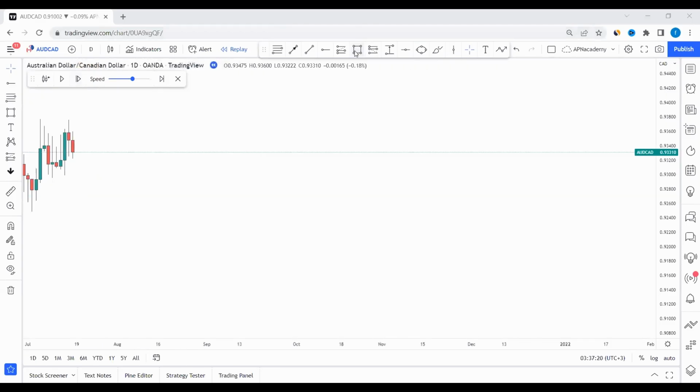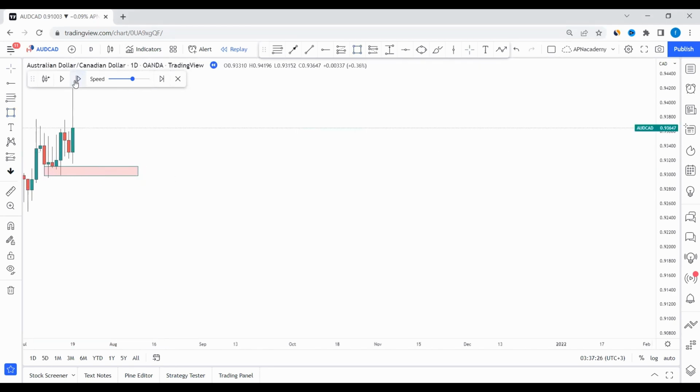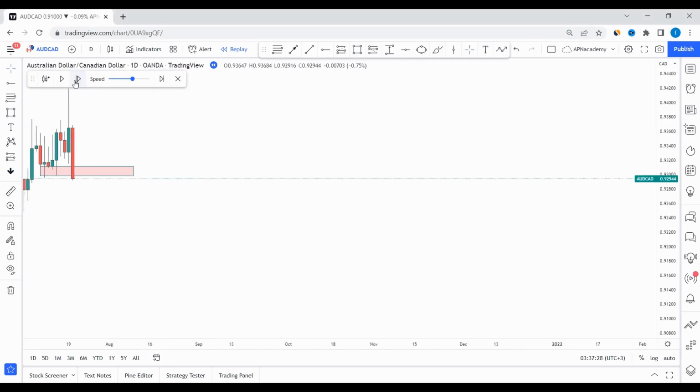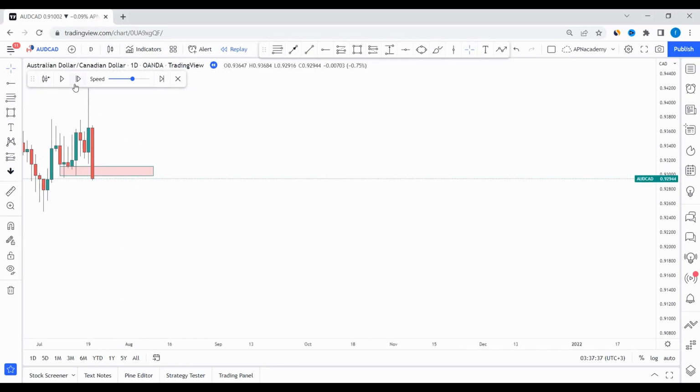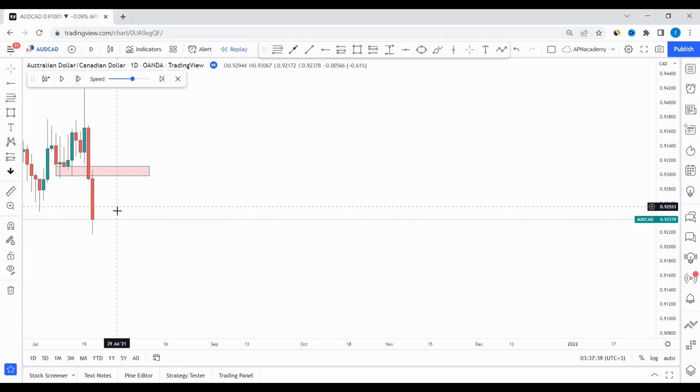So let me just play. We are saying that we need this level to be broken so that it gives us a low, right? So this is the first time the market is going below it, but it's not sufficient enough. We need at least the market to show us that it has a momentum down, right? This momentum is not enough. So let's continue and we see. It gave us the momentum here.